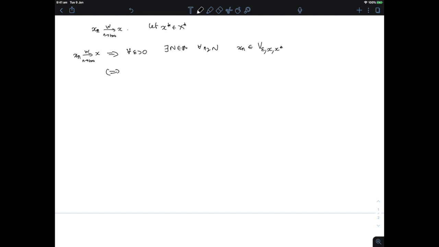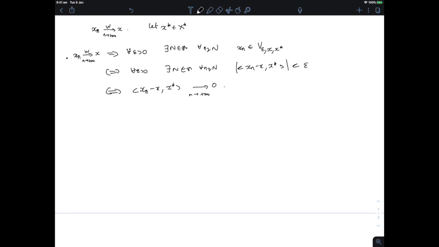Well, it literally means for every epsilon, there exists a capital N such that for every n greater than N, <x_n minus x, x*> is smaller than epsilon. And this is really just a reformulation of the fact that <x_n minus x, x*> goes to 0 as n goes to infinity. So that proves one direction of the lemma.